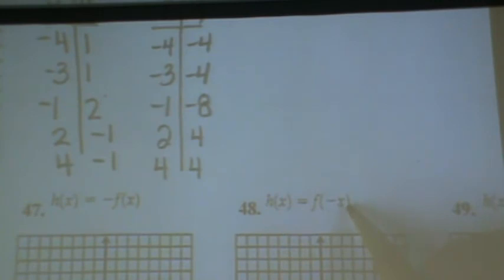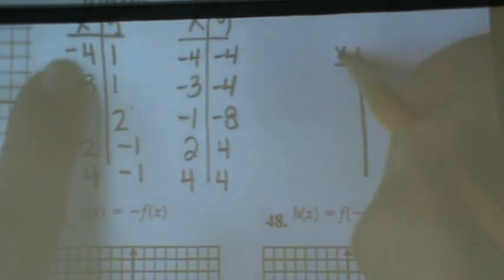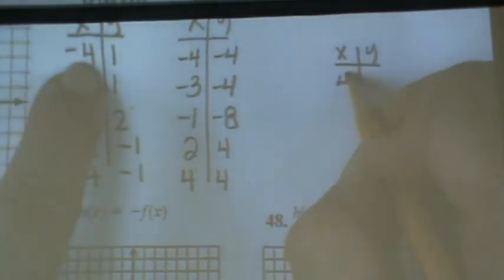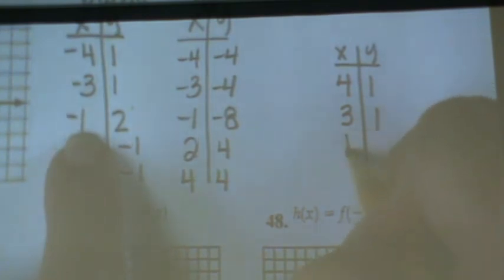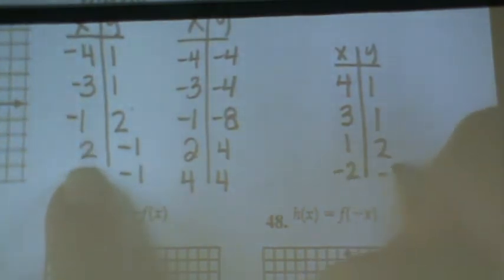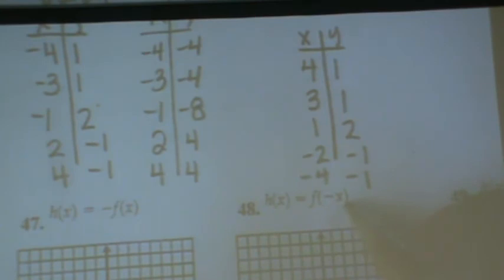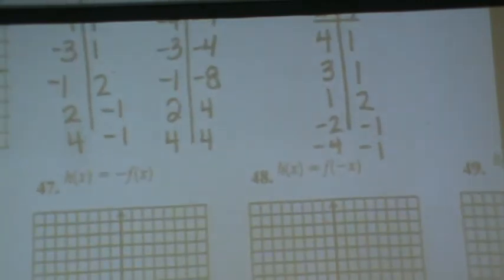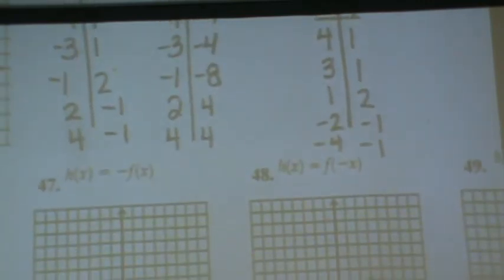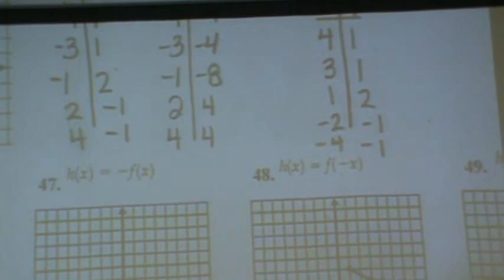This one is telling you to multiply the x values by -1. So for this one, what you would do is you would graph 4, 1, 3, 1, 1, 2, -2, -1, and -4, -1. And this would be a reflection over the y-axis. So 1, 2, 3, 4, over 4 up 1, over 3 up 1, and these would be connected, over 1 up 2, so connect that, then over 2, down 1, and over 4, down 1. So it looks like this.